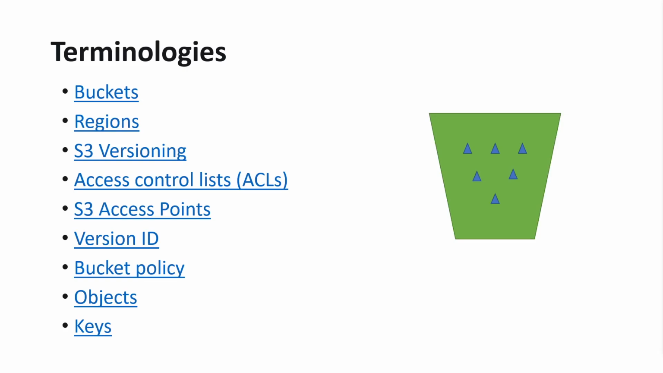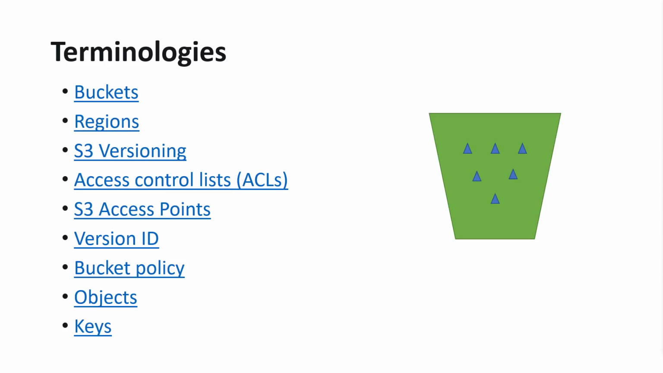Version ID. When you enable S3 versioning in the bucket, Amazon S3 generates a unique version ID for each object added to the bucket. Objects that already exist in the bucket at the time you enable versioning will have a version ID value of null.